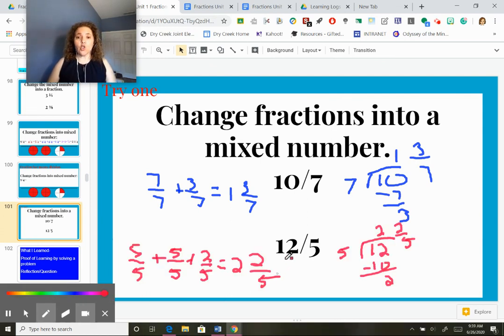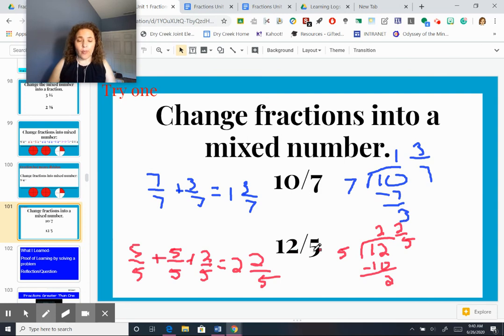All right, 12 fifths. Remember, the fraction bar means division, so 12 divided by 5. Just remember, the common mistake kids make is putting these in the wrong order. The numerator always goes on the inside. Numerator, inside. Denominator goes on the outside. So 12 divided by 5, 5 goes into 12 2 times. 12 take away 10 is 2. 2 left over. Remember, my denominator stays the same, so it stays a 5. I have 2 left over, which goes in the numerator: 2 and 2 fifths.